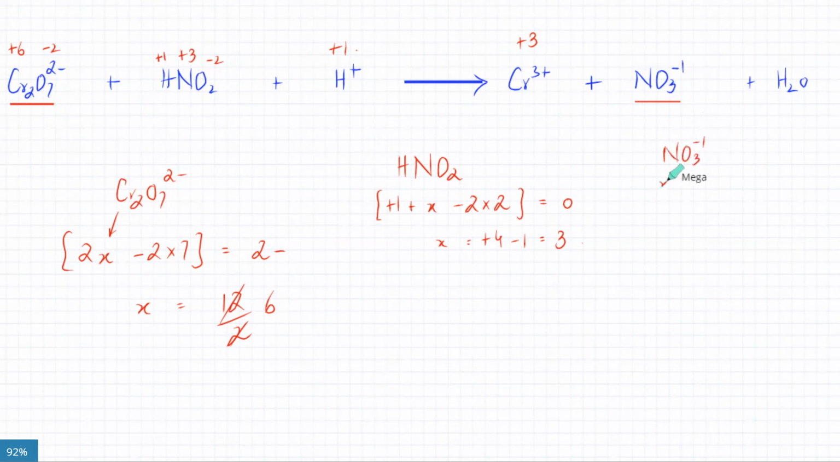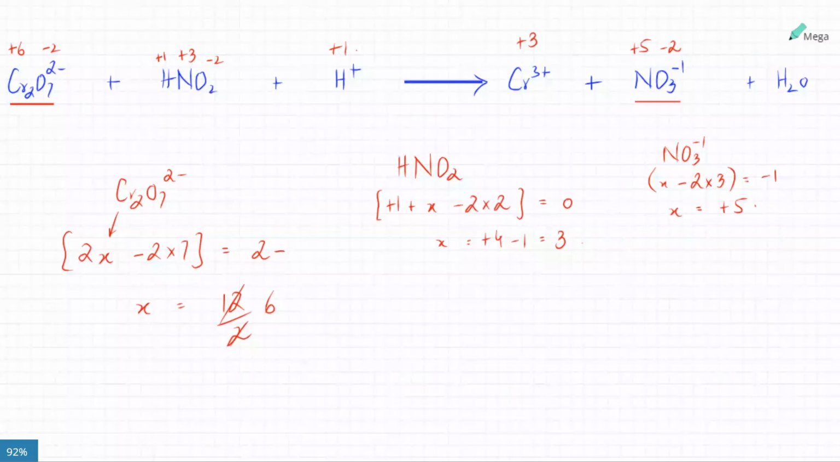So N is X, oxygen is minus 2 times 3. The whole thing must add up to be equal to minus 1. You solve for X, it will be minus 6 goes to the other side, it becomes plus 5. So N over here is plus 5. And oxygen by default is minus 2. And then you have H.